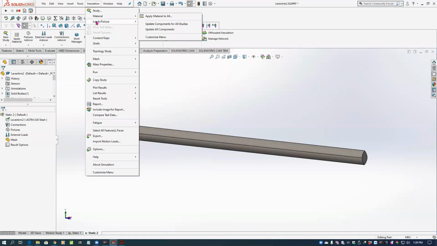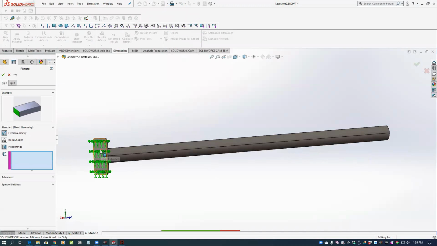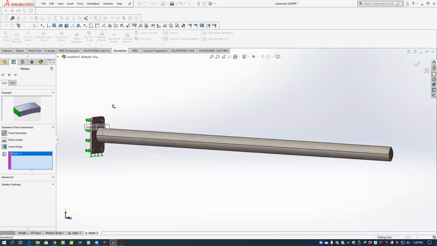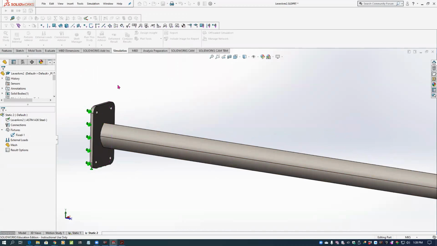And so we've got the material, then loads and fixtures, just restrain this end. Again, this end is not going to make that much difference in our total calculation. We could have just drawn it to there and restrained that end under the fixed geometry.